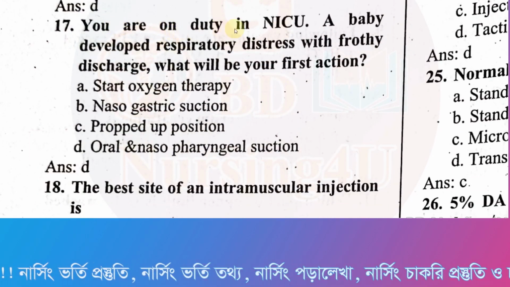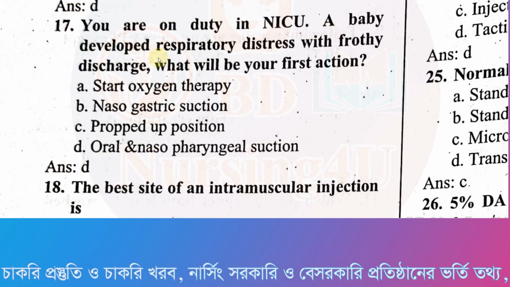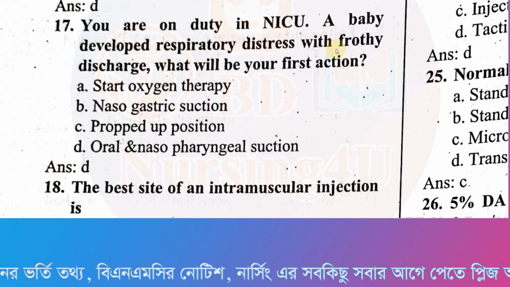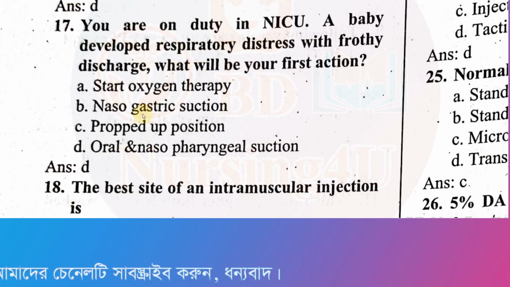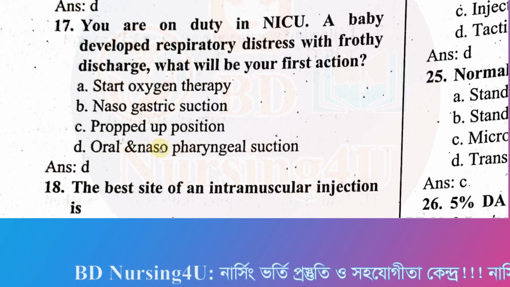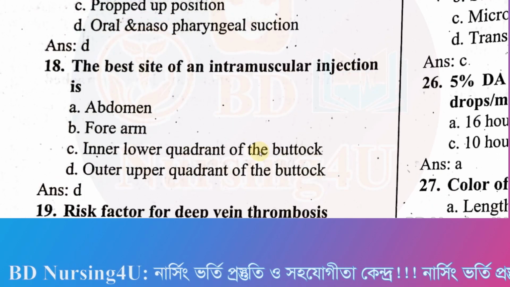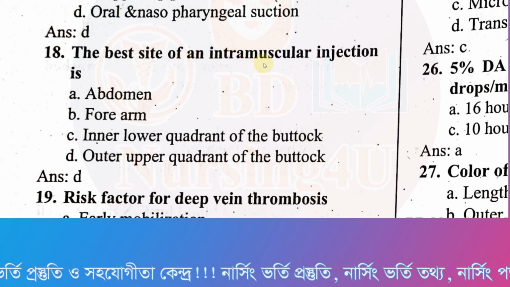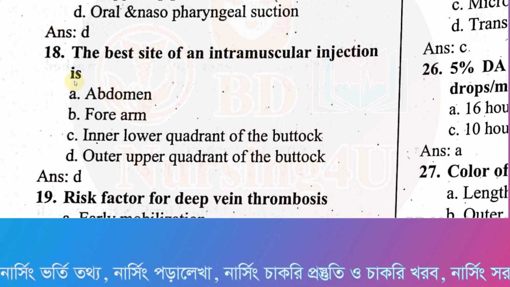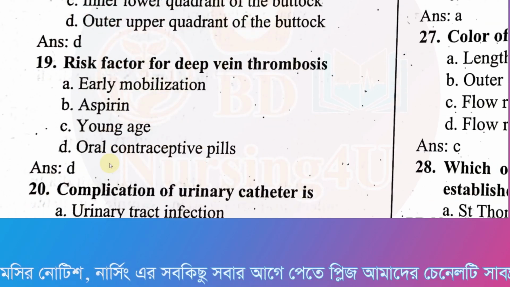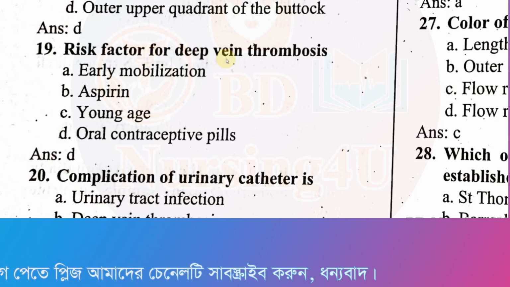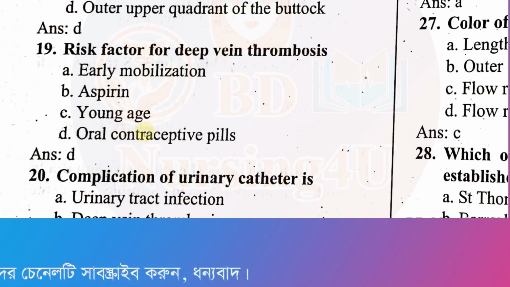You are on duty in NICU. A baby developed respiratory distress with discharge. What will be your first action? Oral and nasopharyngeal suction. The best site of an intramuscular injection is the outer upper quadrant of the buttock. Risk factor for deep vein thrombosis: oral contraceptive pill.